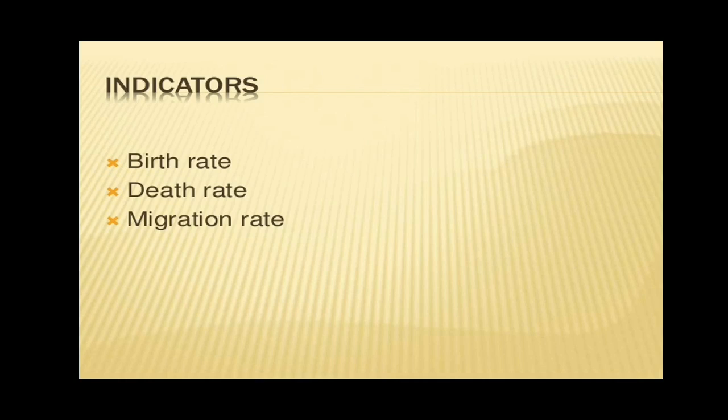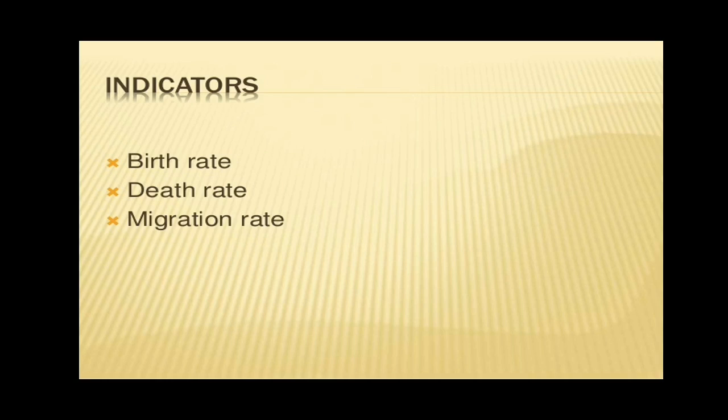Under migration there are two points. The first one is immigration, which denotes the incoming of people, or the incoming of population, into a country. And emigration refers to the people who are going out of a state or a country. Clear? So immigration to a country leads to the increase of population in a country, whereas emigration from a country leads to the decline in its population.